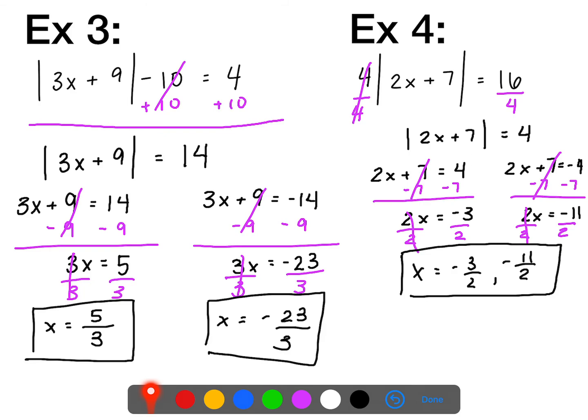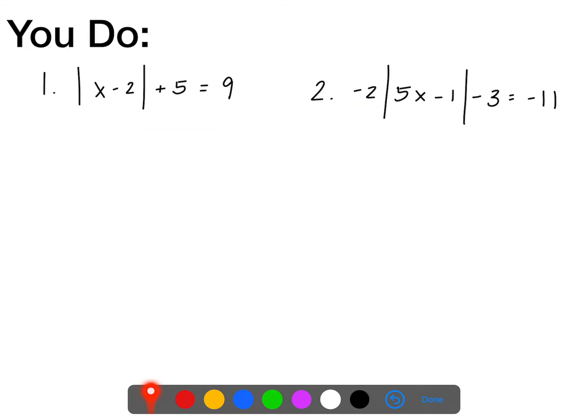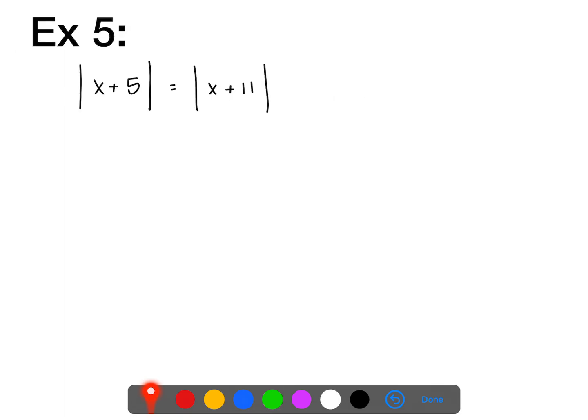What if, I'm going to skip the you do and show you, what if I give you something like that, where an absolute value equals another absolute value? It looks weird, right? Absolute value of x plus 5 equals absolute value of x plus 11. Looks strange, but I'm going to do the same thing. First, I'm going to make sure my absolute values are all by themselves, so I'm good to go.